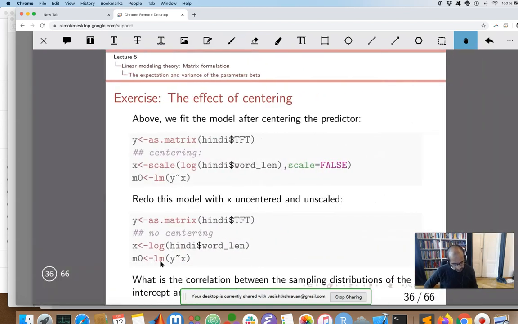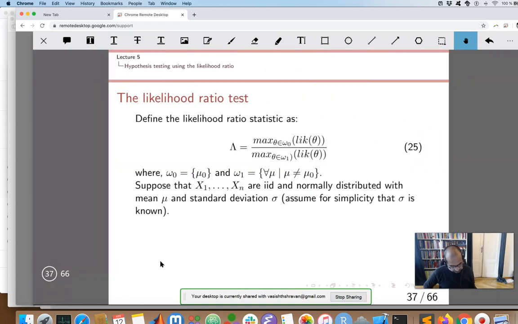So one little exercise for you is that in this example, I centered the predictor, but I want you to fit the model without any centering. This is what I just underlined here. My question to you is, redo my matrix calculations and find out the correlation between the sampling distribution of the intercept and slope estimators. What you will find is that not centering the predictor will lead to a high correlation between the intercept and slope estimators. This fact will become very relevant when we start talking about contrast coding later on.